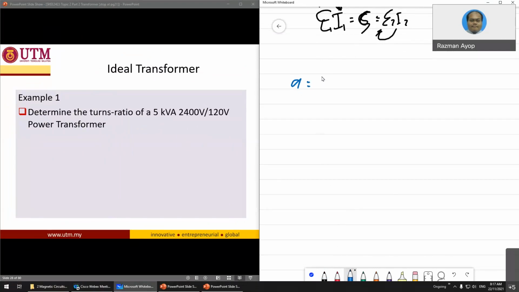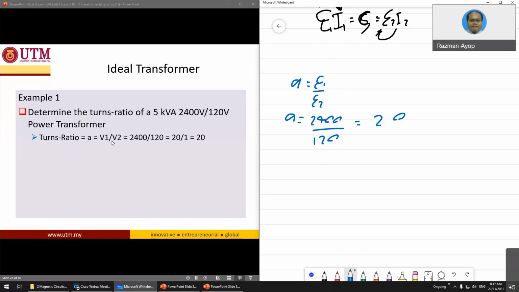A equals E1 divided by E2, because they give the voltage, so you just use this one. A equals 2400 divided by 120, so you get 20. The turn ratio is 20. This is how you calculate the turn ratio. Because A is larger than 1, it is a step-down transformer.